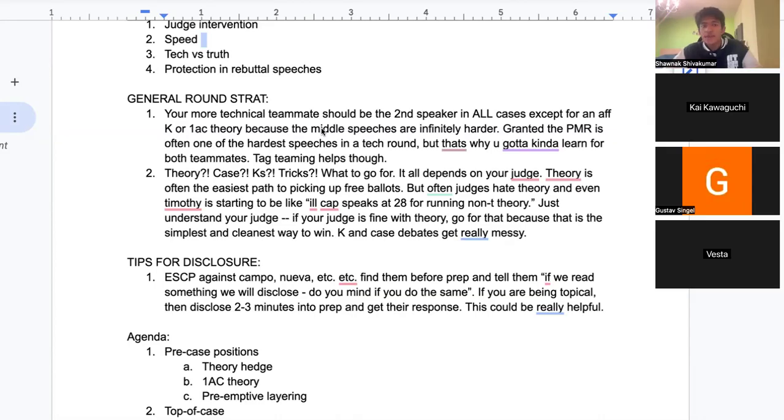Theory is often the easiest path to picking up free ballots, but judges often hate theory, and even Timothy Zhu is starting to give all caps speaks of 28 for running non-T theory. So understand the judge. If the judge is fine with theory, go for that because it's the simplest and cleanest way to win, and K debates and case debates get really messy. But if the judge is explicitly like, I don't like theory, but I really like critical debate, and you have a good critical position you want to run on a topic, then read a K if you're comfortable with that. If you're not, then just read a case. It just depends on how comfortable you are. Once again, theory is usually the easiest way to win.